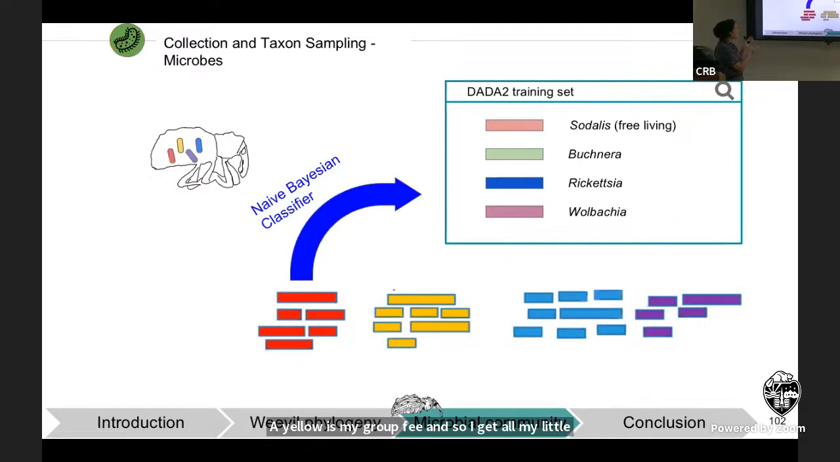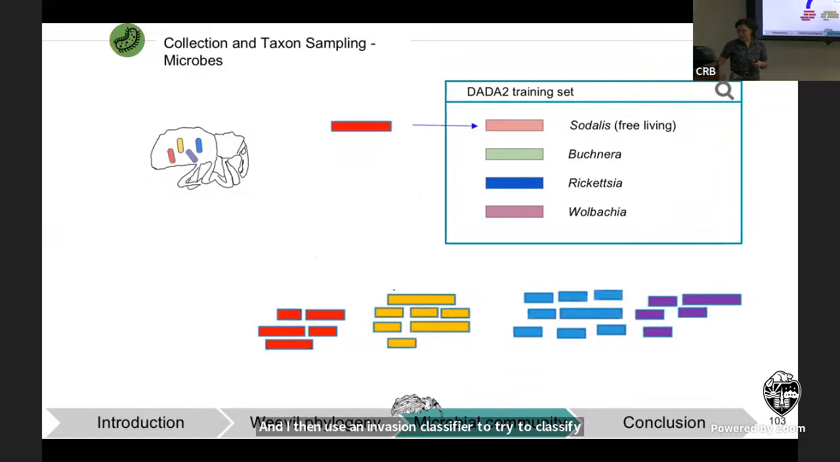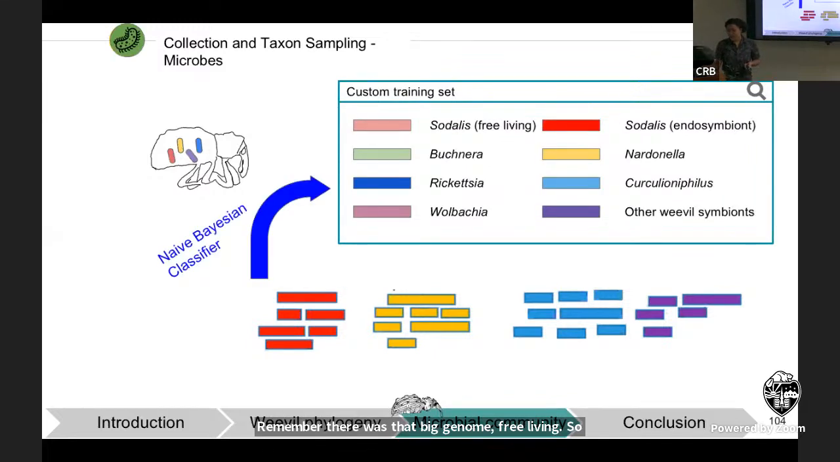And I then use a naive Bayesian classifier to try to classify what microbe I think it is. And I was immediately having an issue, which was that I was not getting a lot of weevil endosymbionts identified, none. And also I was getting Sodalis, but only the free living strain. Remember, there was that big genome free living Sodalis. And I was like, what the heck? That's surprising to me. But then I realized that it's likely because the training set that I was using did not have weevil endosymbionts in it, which would be an issue.